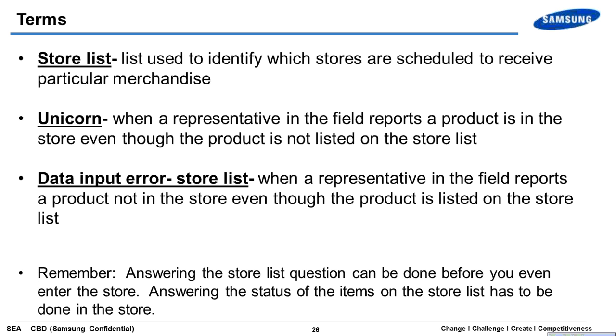And the opposite, the data input store list error, is whenever a rep in the field reports that the product is not on the store list, even though the product is. So, again, answering store list questions can be done even before you enter the store. Answering the status of the item on the store list has to be done at the store. So keep that in mind whenever you are utilizing store lists, and I think that you will have no problem with that.